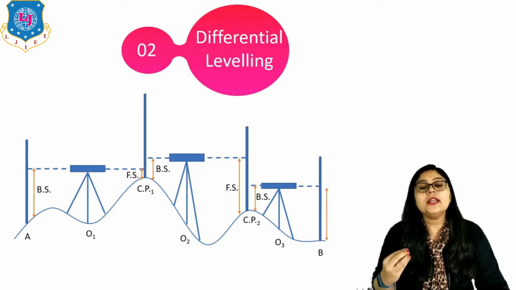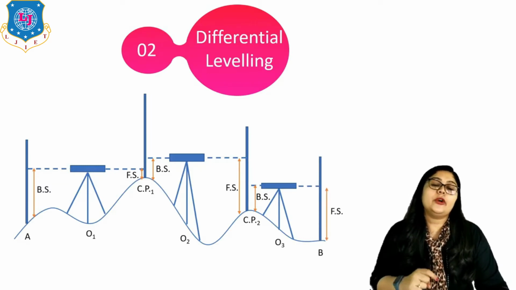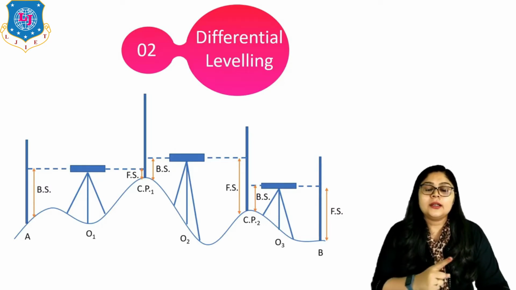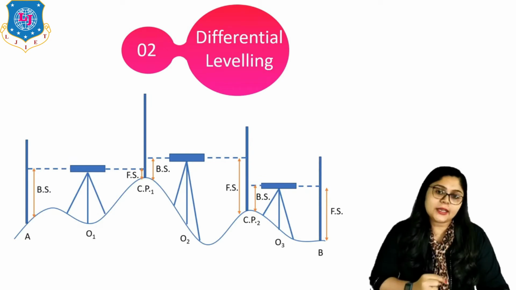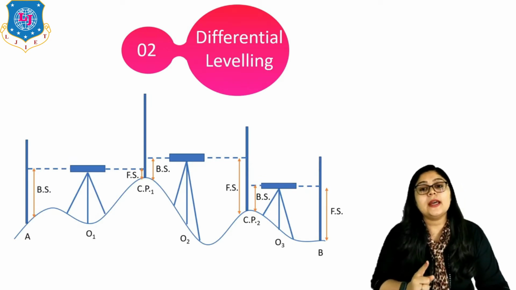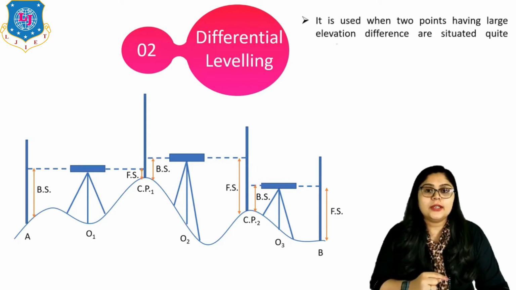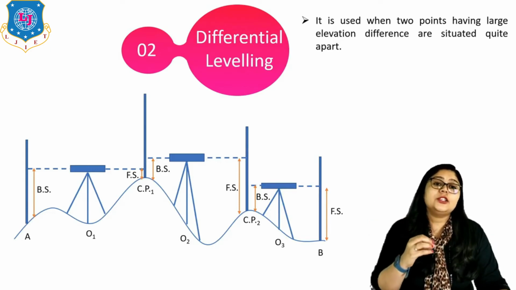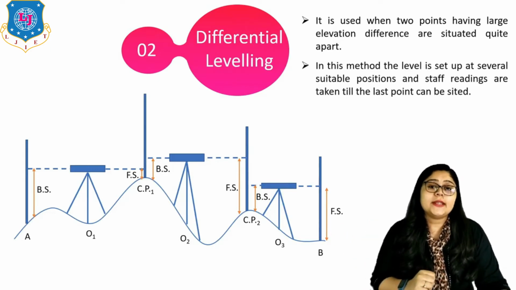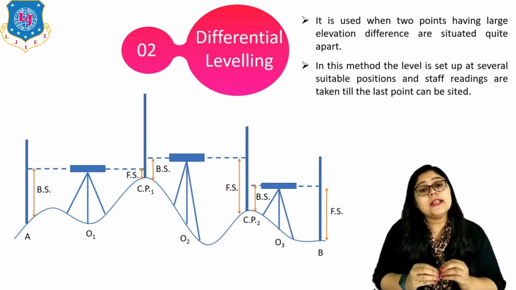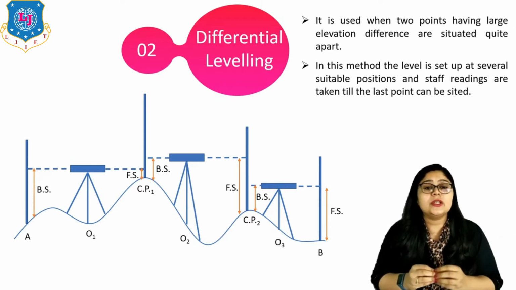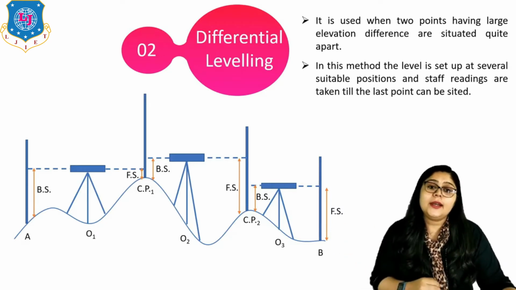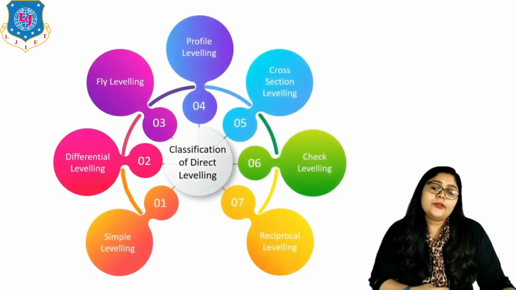And now I finally got my last reading, FS, for my point B. So here you can see these are all conditions where the change points are there. It means whenever the change points are there, it is known as differential leveling. So it is used when 2 points having a large elevation difference are situated quite apart, right? At the same time, in the method, the level is set up at several suitable positions and staff readings are taken till the last point can be sighted, right? So this is all about differential leveling.